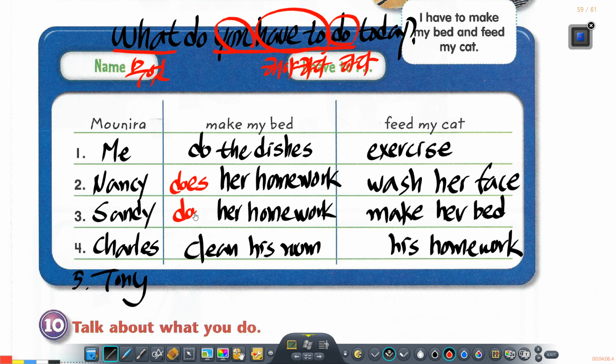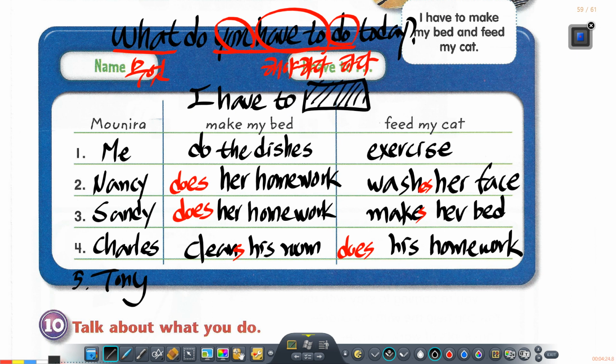Does, washes, makes, does, cleans. 3인칭 단수니까요. 그렇게 해볼까요? 근데 이런 대답할 때는 S 빼셔야 됩니다. 대답할 때 어떻게 한다고요? I have to 할 때는 여기다가 동사의 원형을 쓰셔야 돼요. S 같은 거 붙이면 절대 안 됩니다. 대답할 때는 요거 S 다 빼서 얘기하셔요.